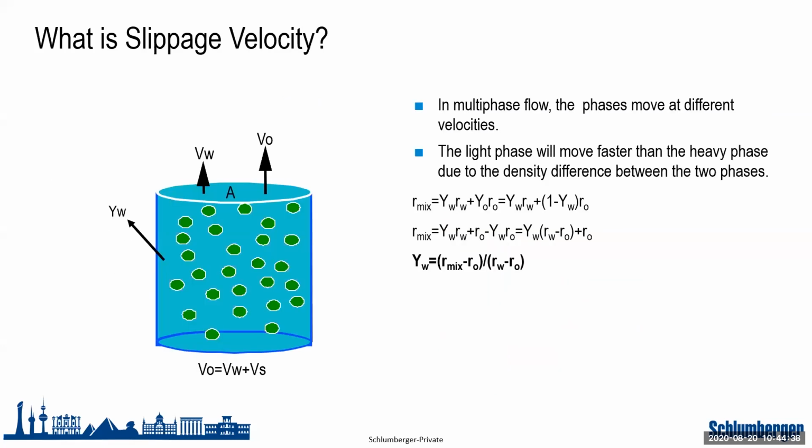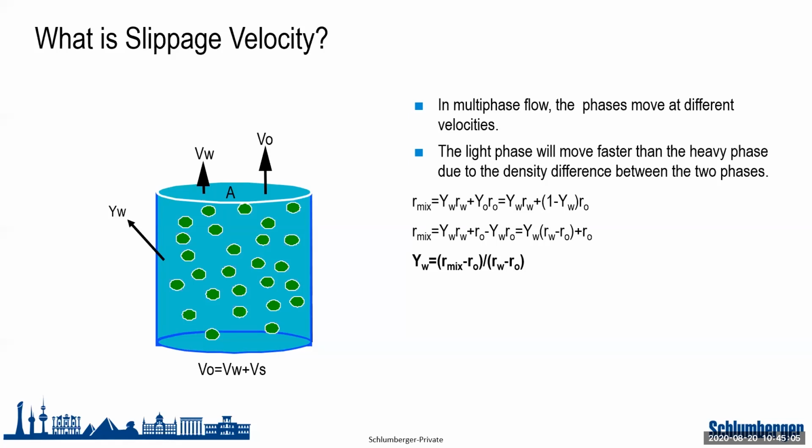Okay? Now, slippage velocity, basically. The different phases are going to be moving at different velocities. Typically the light phase will be moving faster than the heavy phase, due to the density difference between these two phases. For example, in this diagram, we can see that the velocity of oil is equal to the velocity of water plus the slippage velocity, okay?